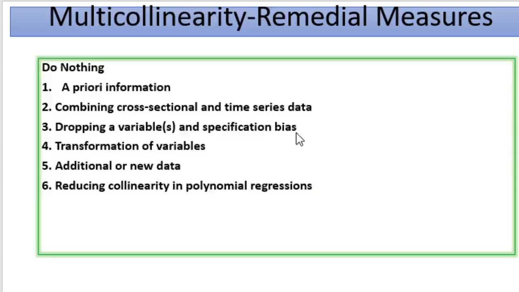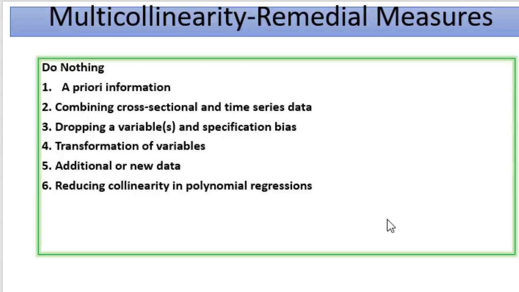Third one, combined cross-section and time series. We have already seen that it is a sample problem, and therefore we can combine the cross-section and the time series data, or we can use panel data for solving the problem of multicollinearity. Then another method is that we can drop the variable which is collinear, and specification bias is also another important problem for multicollinearity. We can therefore use correctly specified models for the estimation.